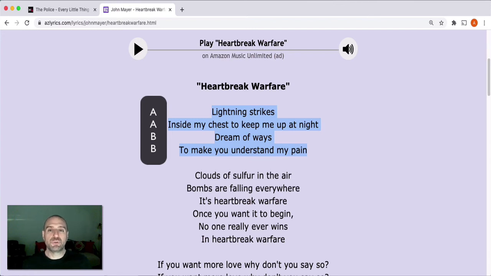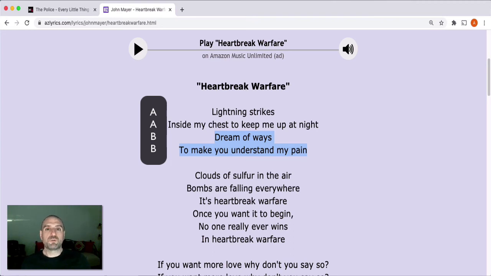Well, it allows you to store separate lyrical thoughts in different rhymes. So in John Mayer's lyrics, these two lines and rhymes are basically part of the same thought. Lightning strike inside my chest to keep me up at night. So they talk about lightning striking his chest, and then the next two lines compose a separate thought. Dream of ways to make you understand my pain. So there you have the ways and pain rhyme. And again, not a perfect rhyme, but that's okay.